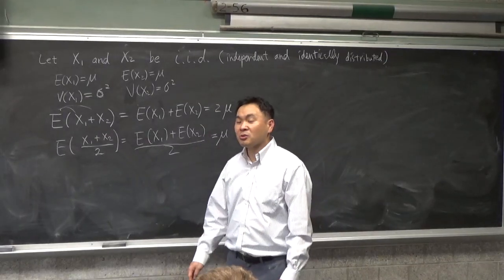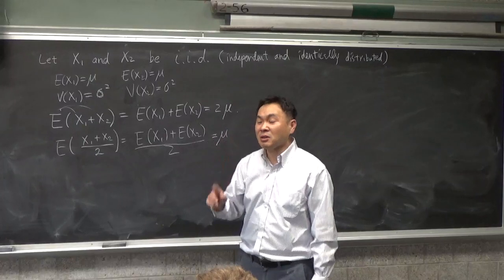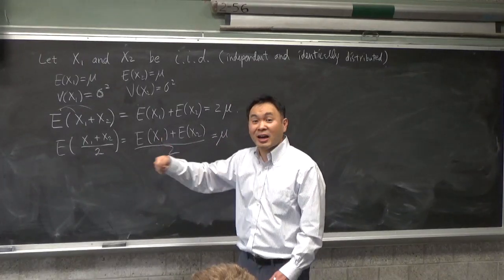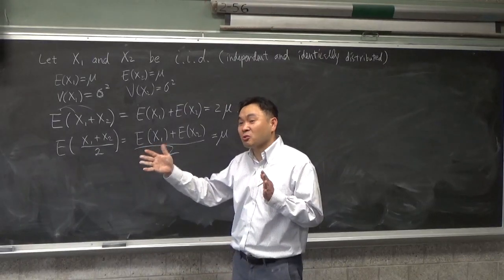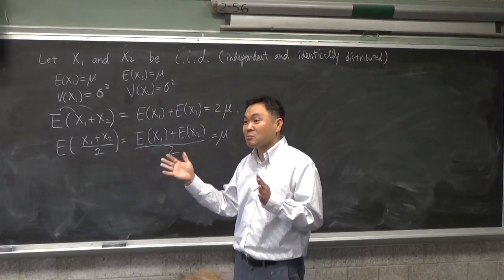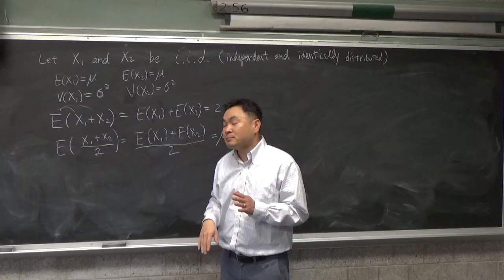Now, what does that mean? That means that if you roll a die several times, like 1,000 times, and you take the average of all those values, you're going to get 3.5. You'll be closer to 3.5.